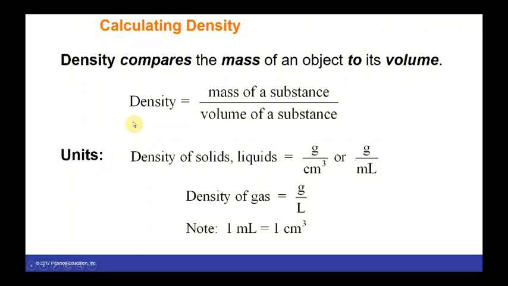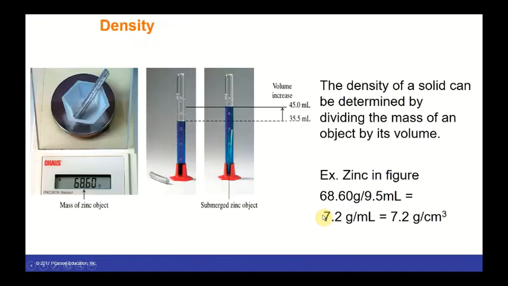So let's say a cotton ball the size of a golf ball is going to be less dense than the golf ball, because there's way more stuff packed into the same volume in a golf ball than there is in a cotton ball. So what are the units of density? We can have grams per centimeter cubed or grams per milliliter. Note that we can convert easily between milliliters and centimeters cubed. The density of a gas is going to be grams per liter, being that a milliliter is such a small amount that we don't have gram amounts of gases in a milliliter.